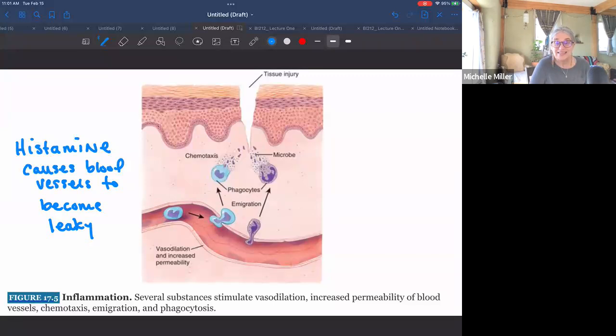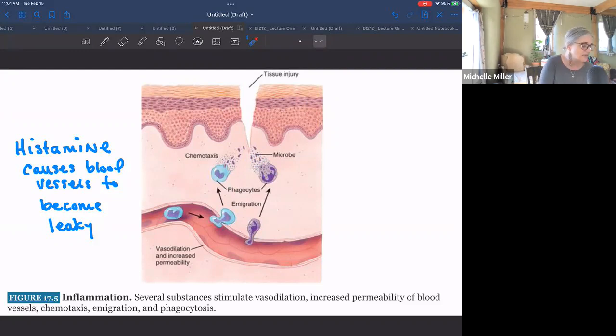What then happens is those white blood cells and other substances can move out into the tissue that has been damaged. And so these are neutrophils that are moving out, and they are going to be attracted to microorganisms. And so they're going to go out into the tissue and they're going to hunt down these microorganisms and they're going to eat them. So this is showing the leukocyte or the phagocyte, the neutrophil, eating the damaged tissue, but also the microorganisms that have gained entry into your body.